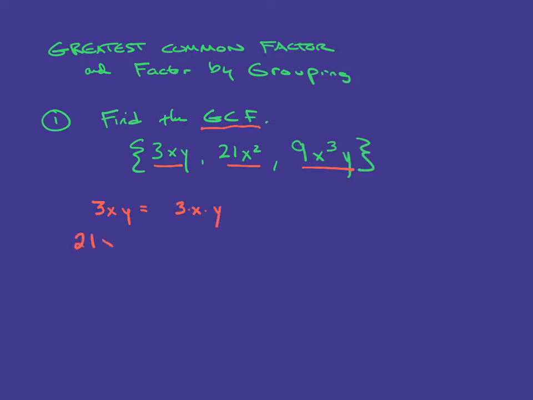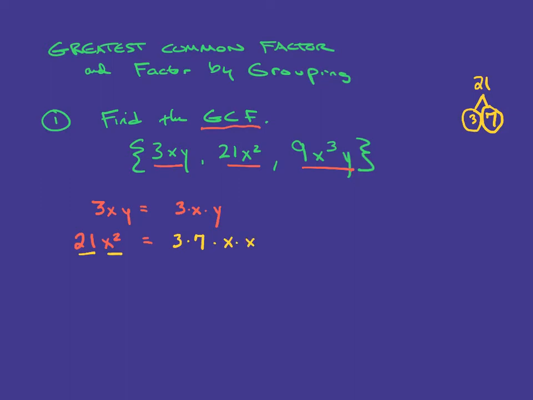21 will do the same thing, 21x squared. Only if you break 21 down, and I'll do this on the side here just to show you how we work this out. 21, you just start with two things that multiply to be 21, 3 times 7, and you break down any of those factors that can be broken down further. 3 can't be broken down any further, 7 can't be broken down any further. So we end up with 3 times 7, that takes care of the 21 part, and then the x squared part, that's x times x.